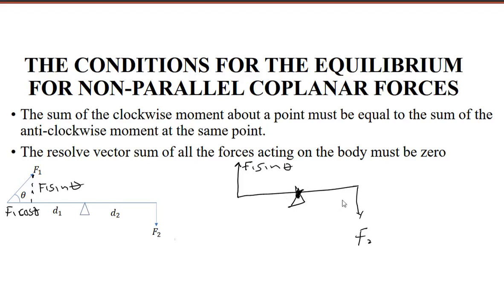So we can say if the system is in equilibrium, the turning moment, the clockwise moment and the anti-clockwise moment, must be the same, and the resolved vector sum of all the forces acting on the body must also be equal to 0.